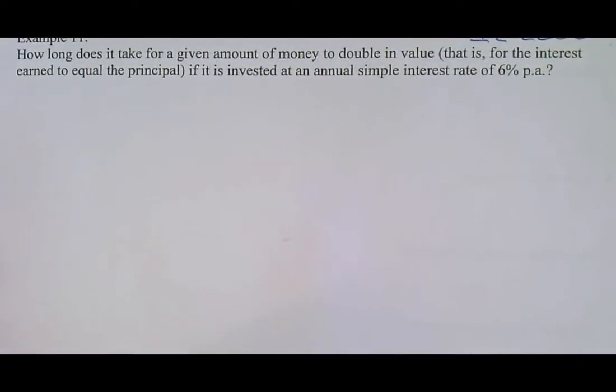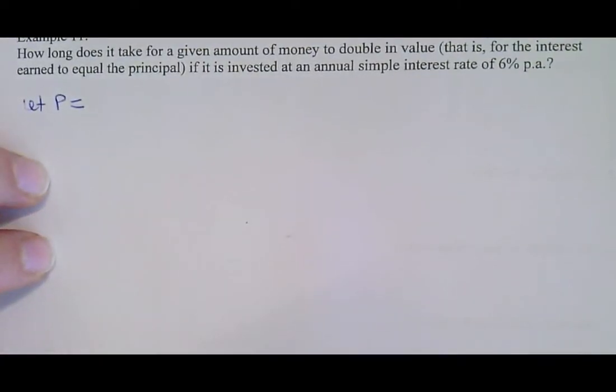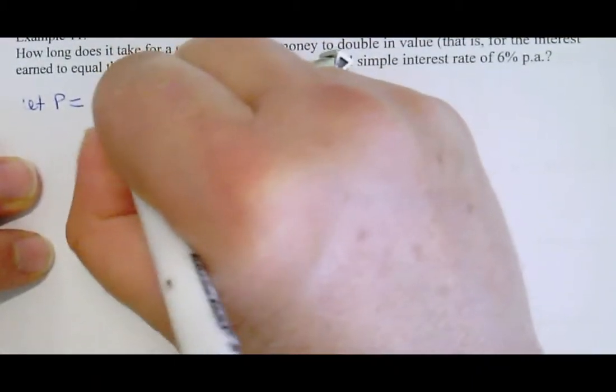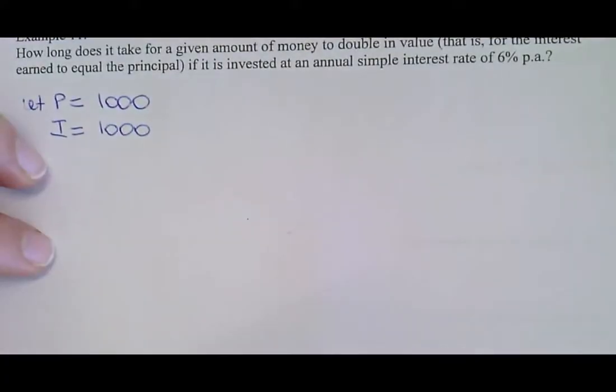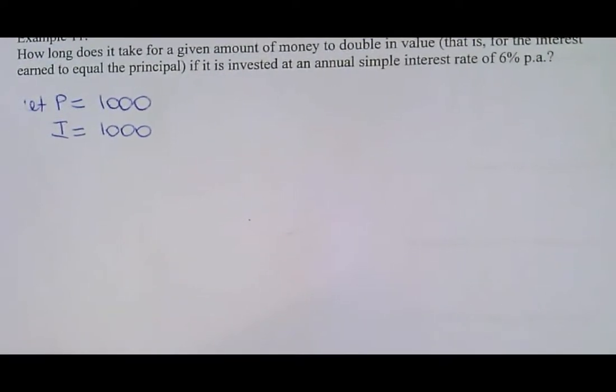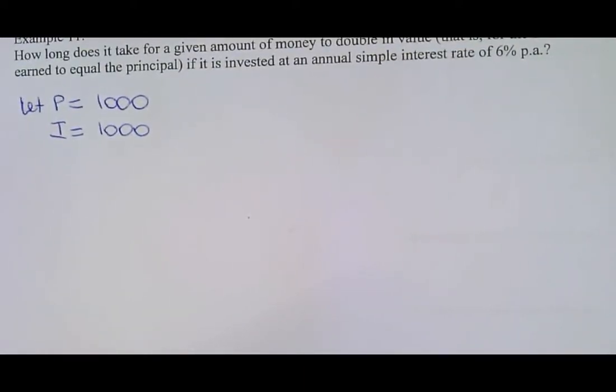Easiest way to do this question is just to make up a starting amount, a nice easy starting amount. So let the principal equal, I don't care what, make it 100 or 1,000 or whatever, 1,000. So the interest will equal 1,000 as well. Does that make sense? Your money's going to double. You start with 1,000, you're going to end up with 2,000. If you end up with 2,000, then you've earned 1,000 interest. You've got your original 1,000 plus $1,000 interest that you earned.